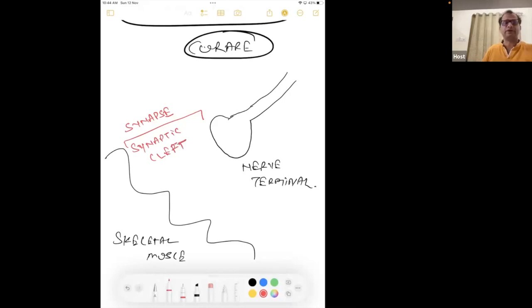Lots of events are happening here. So this is called the synapse. The nerve membrane, which is before the synapse, is called the presynaptic membrane. And this is the muscle fiber, and the membrane of the muscle fiber is called the postsynaptic membrane.